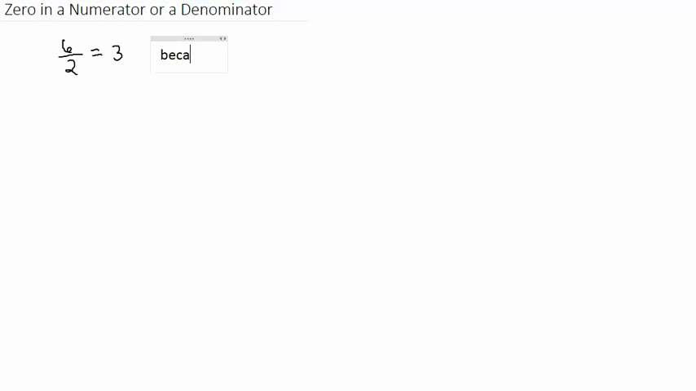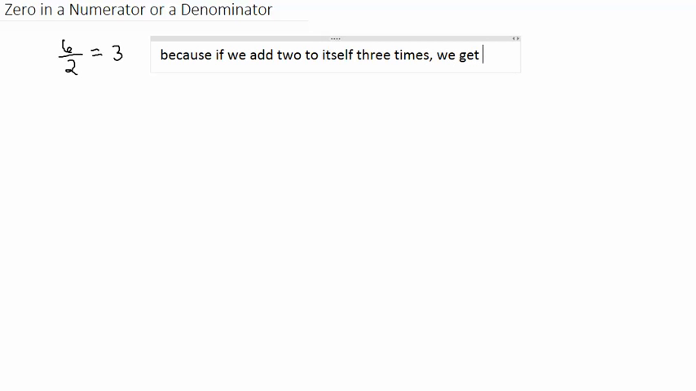It's true because if we add 2 to itself 3 times, we get 6. Okay, that's true. And so the way of thinking about this is trying to take as many of these 2's as it takes to reach a total of 6.